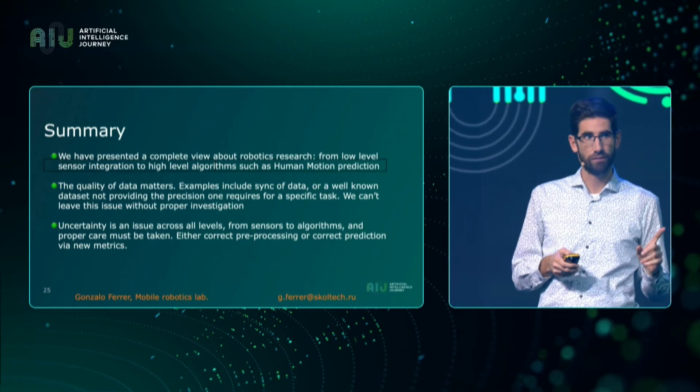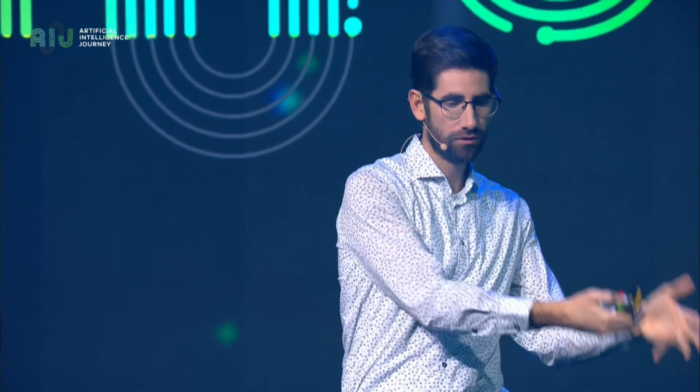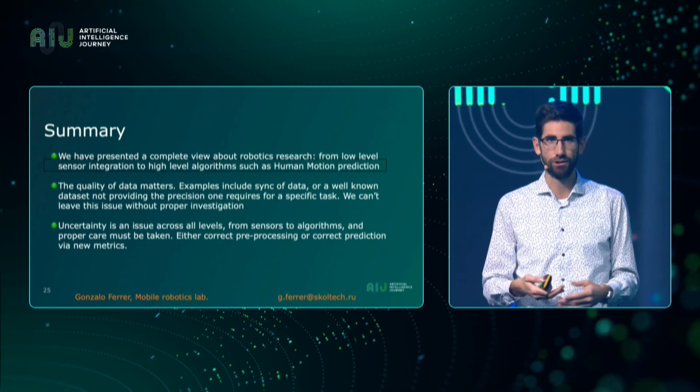And just to summarize, if I have 1 minute, I would like to say that I gave today this complete view of mobile robotics, from low-level sensors to high-level algorithms. I didn't go into a lot of detail on planning and navigation, but I think the problem of prediction is very illustrative as well. The quality of data matters, so we cannot just take a lot of sensors, put them together, and hope that our networks are going to figure out by themselves what to do. You need to properly take care of this. So sync, time sync, addressing uncertainty, all these issues require attention.